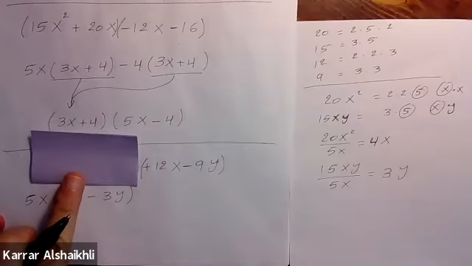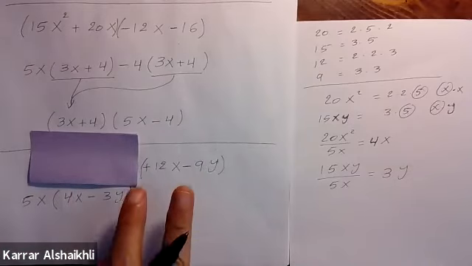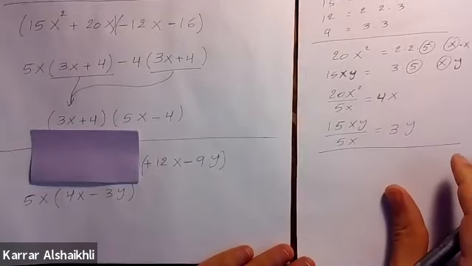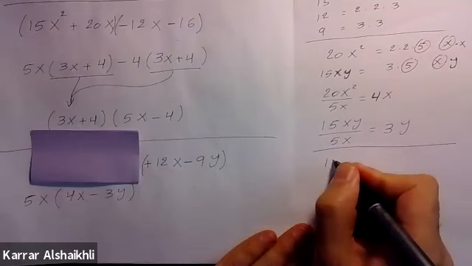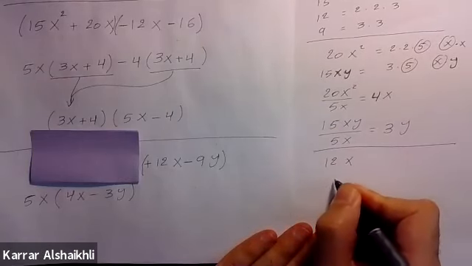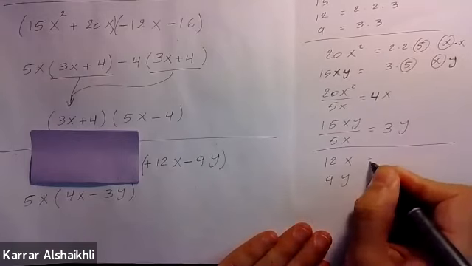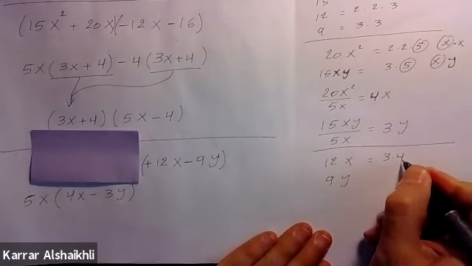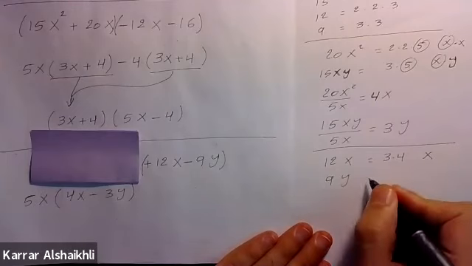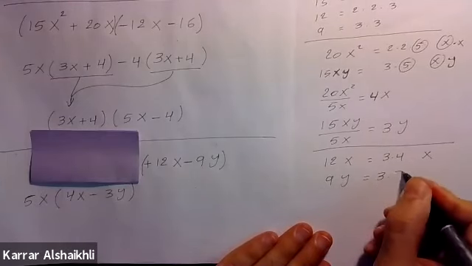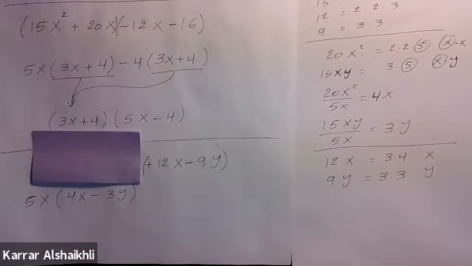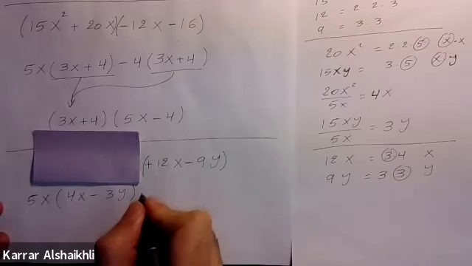I'm going to take this one here to hide the first group, and we're going to work exactly the same thing on the second group. Now tell me here, with the second group, what's the common between 12x and 9y? 12, let's factor the 12, is 3 times 4, and here's the x. The 9 is 3 times 3, and here's the y. Now tell me what's the common between these numbers? 3. The common is 3. So it's going to be plus 3.